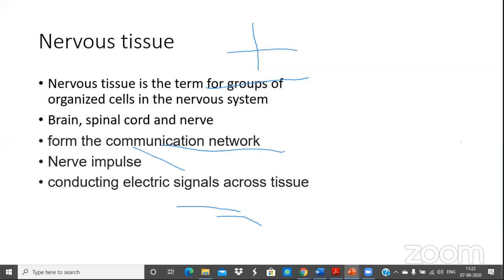Right. We move on to the nervous tissue. Okay. Nervous tissue is a specialized tissue found in the brain, the nervous system, and the spinal cord. They are involved in the main important functions.